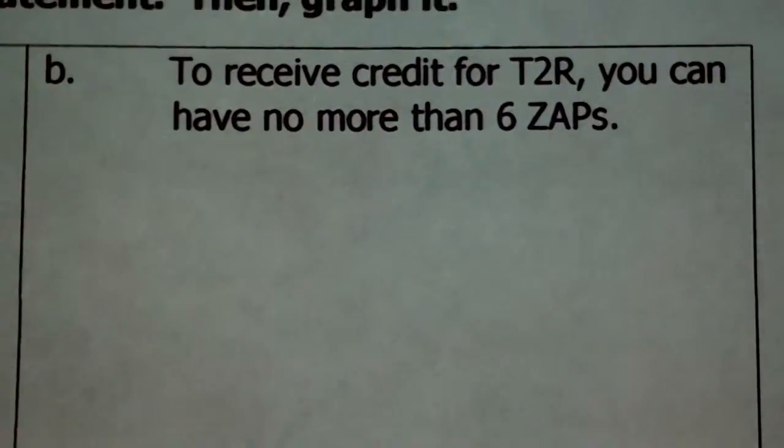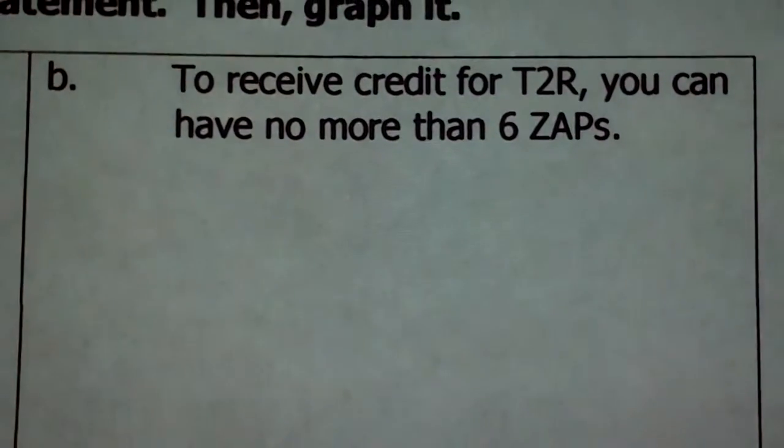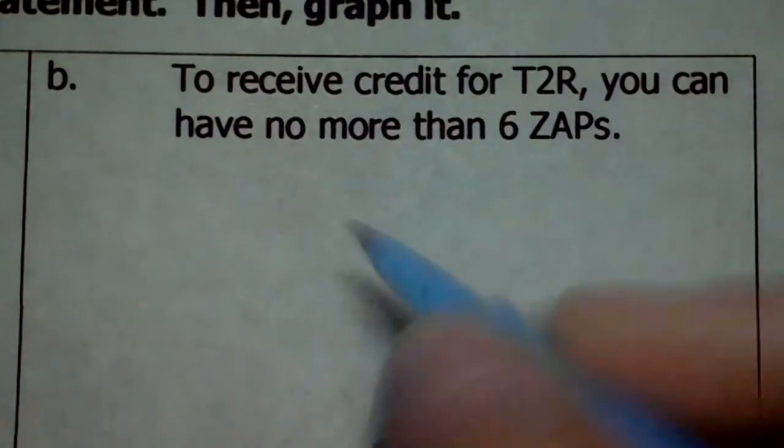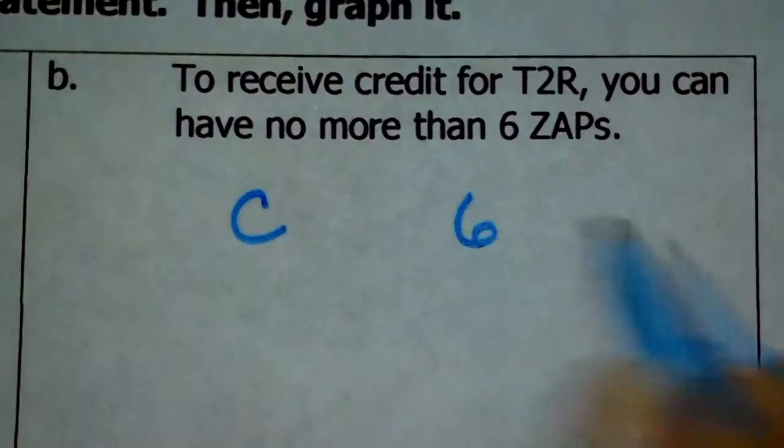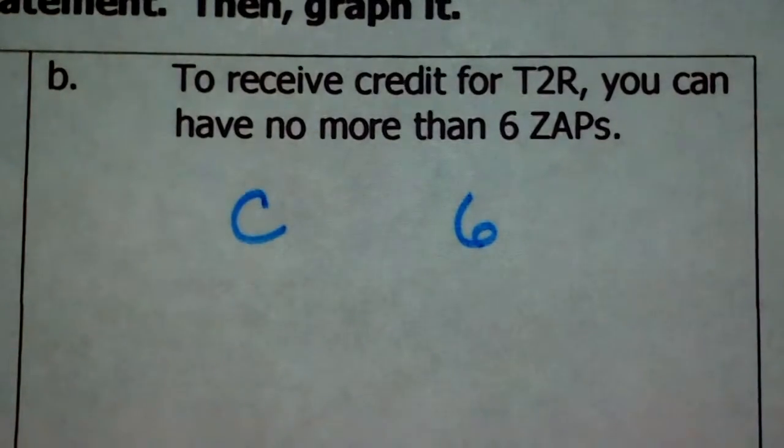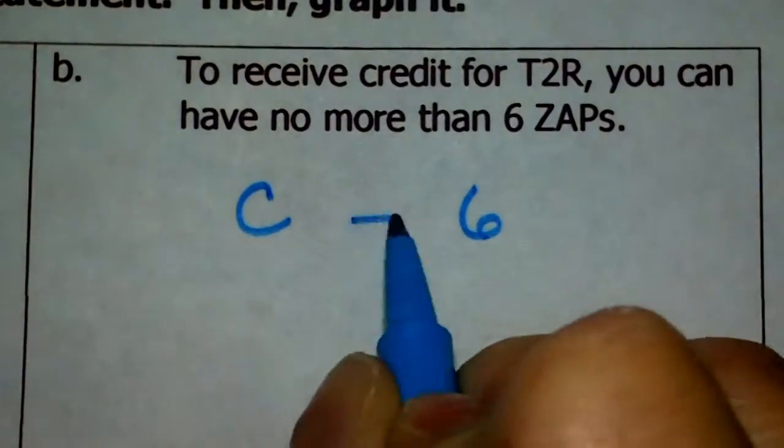All right, the next one says, to receive credit for T2R, you can have no more than 6 zaps. Okay, so we're going to call this C for credit for T2R. And I see that it's being compared to 6. Okay, this says no more than 6 zaps. So you can't have more than 6 zaps, but can you have 6 zaps? Yep. So that means it can be equal to that.